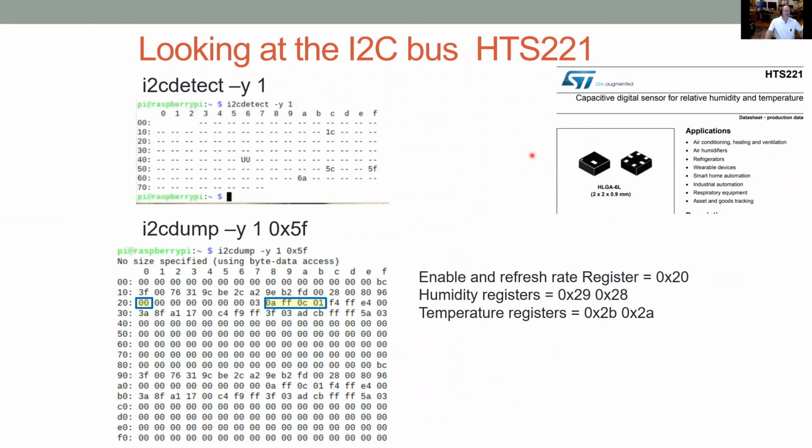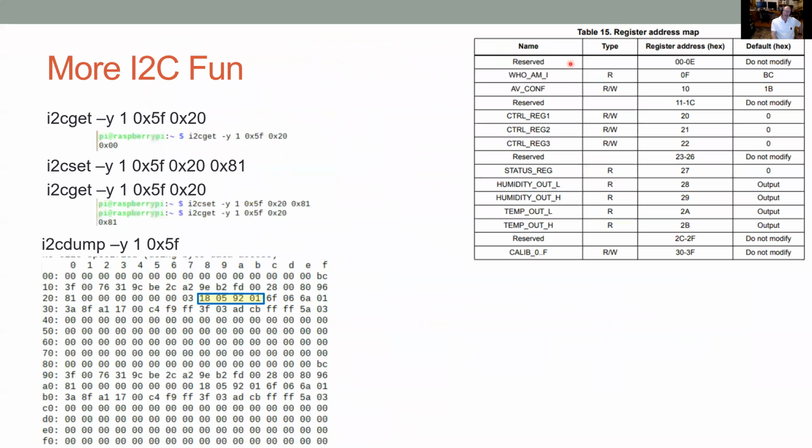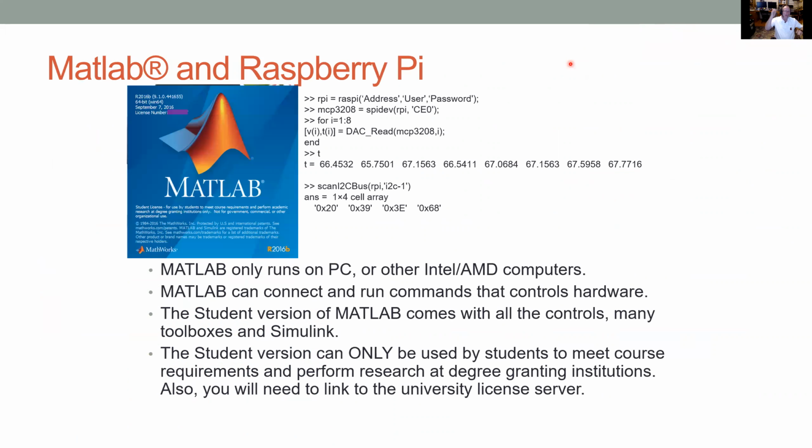So this on the Sense HAT has the HTS221. This is a nice little humidity and temperature sensor built in. It's a little complex as far as the registers. I won't go into how to convert temperature, but it is a nice little device built onto the Sense HAT if you get one.